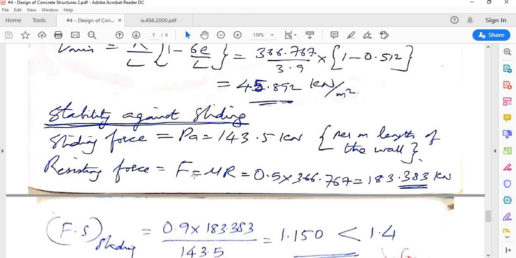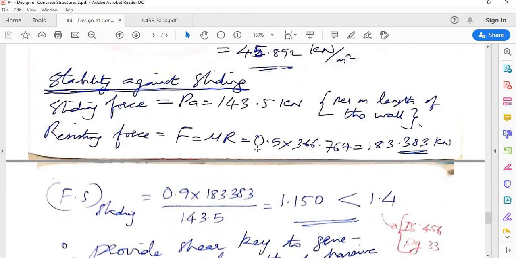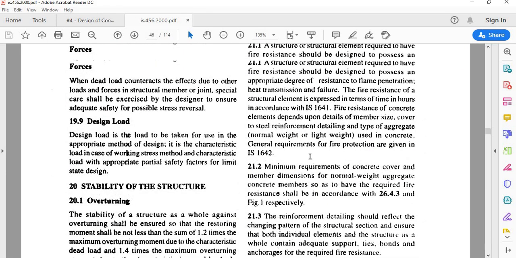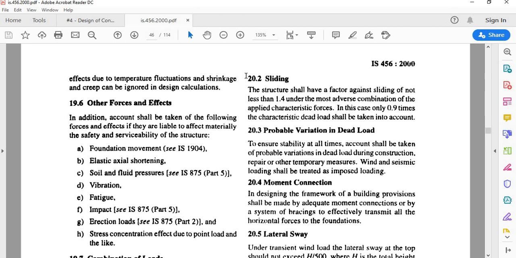Now the force that's resisting the sliding is coefficient of friction into that vertical reaction. The coefficient of friction is given in the question as 0.5. So you multiply both, and this is the total force that's resisting the sliding. Now just like overturning moment, we will also check factor of safety for sliding. Again the clause is on the same page, there is a separate clause for sliding. The principles are the same: 0.9 times you have to take, and factor of safety should be at least 1.4.